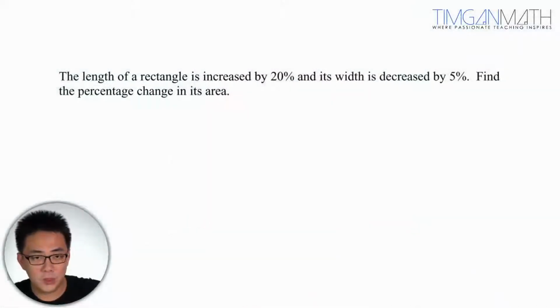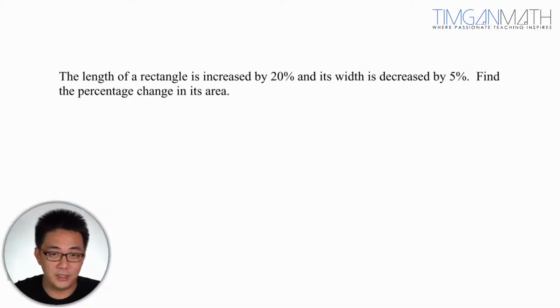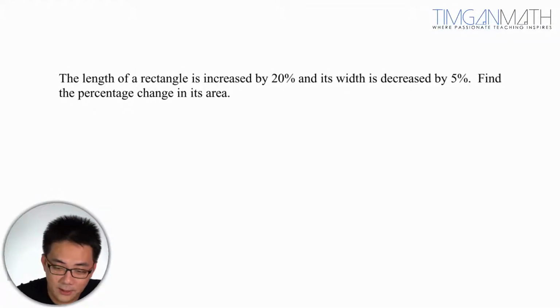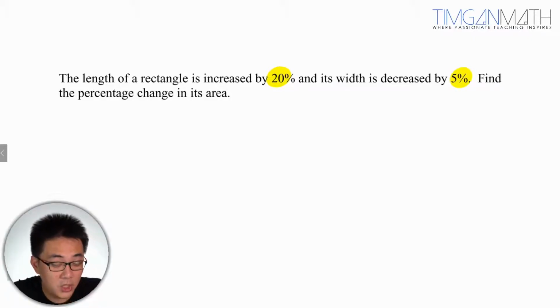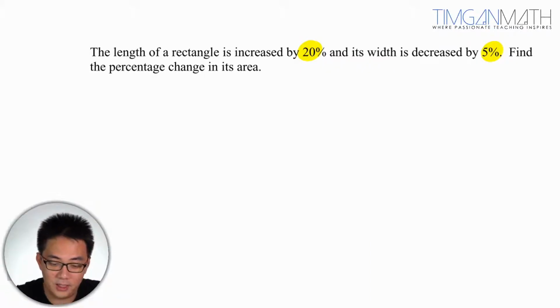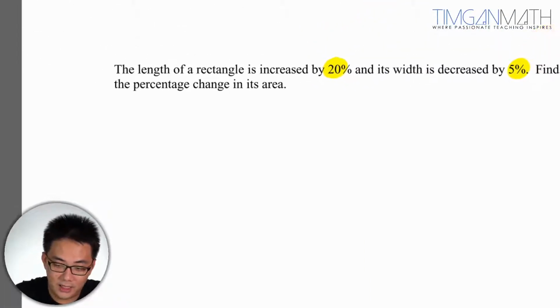Hi students, let's look at this question here, which is on percentages. You're given that the length of a rectangle is increased by 20%, and its width is decreased by 5%. Find the percentage change in its area. This is pretty interesting, so let's see how we can understand this idea.